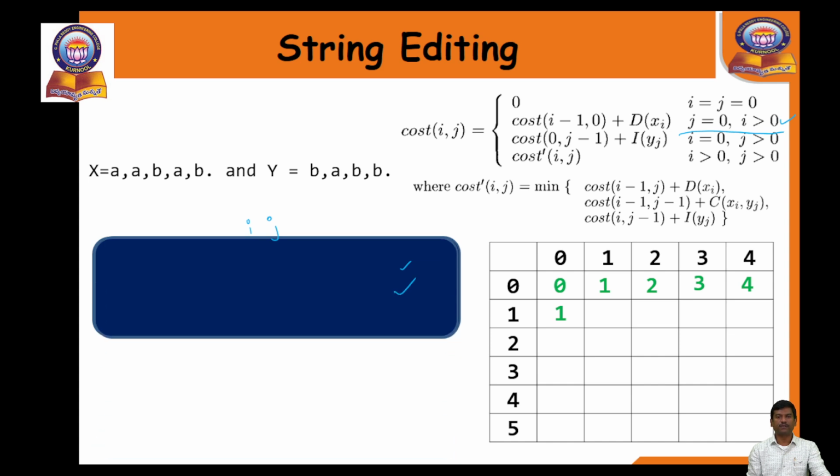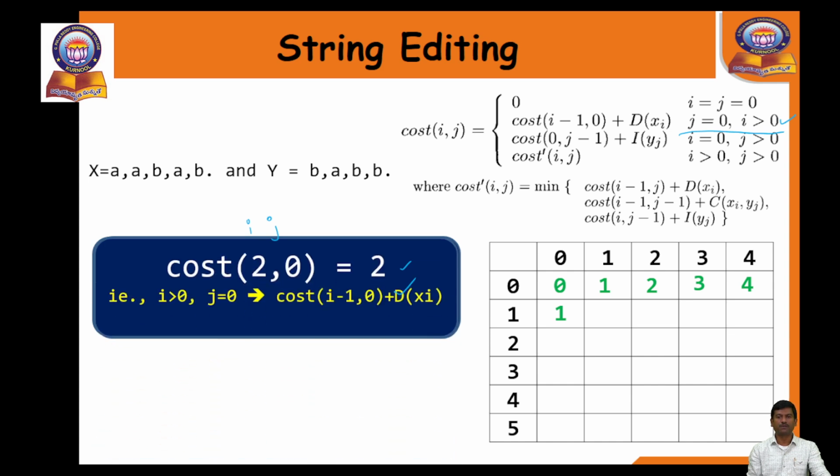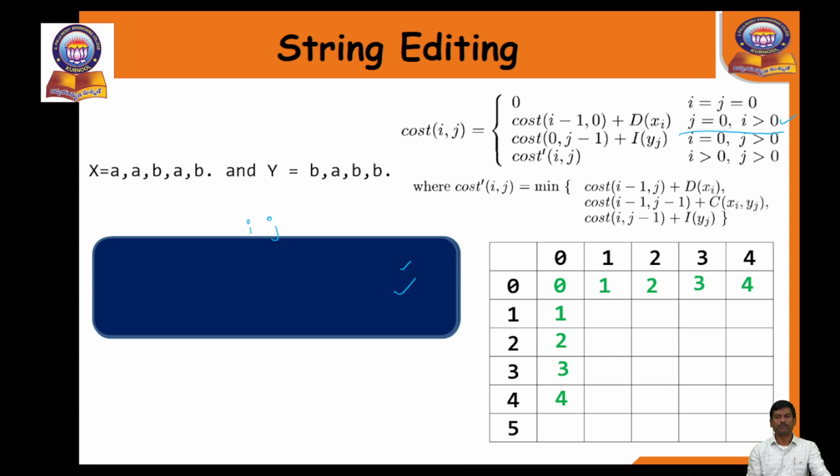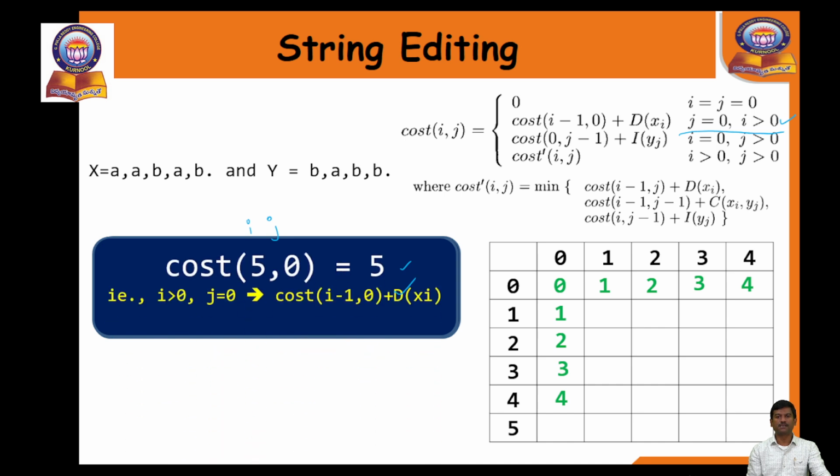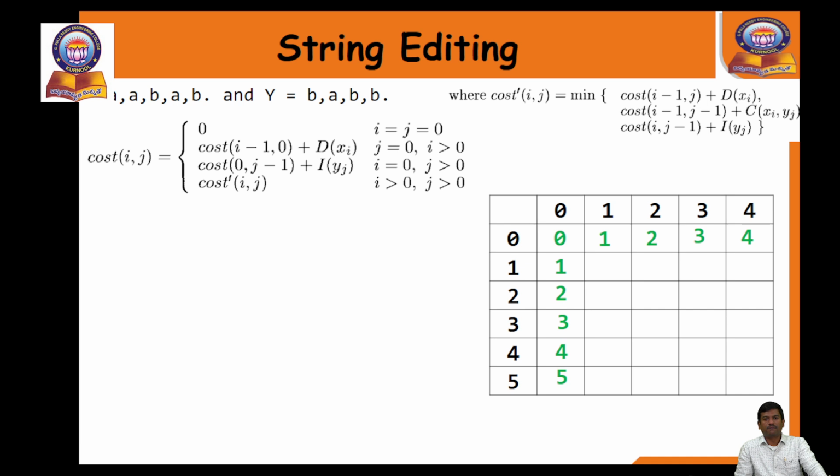In the same fashion, find cost of 2 comma 0, where you get the value to be equal to 2. Cost of 3 comma 0, where you get the value to be equal to 3. Cost of 4 comma 0, you get the value to be equal to 4 after computing and selecting the suitable computational statement. And similarly cost of 5 comma 0, that is the second computation statement, that is cost of i minus 1 comma j plus delete of x. So far, we have computed cost of 0 comma 0, 0 comma 4, 1 comma 0, up to cost of 5 comma 0.